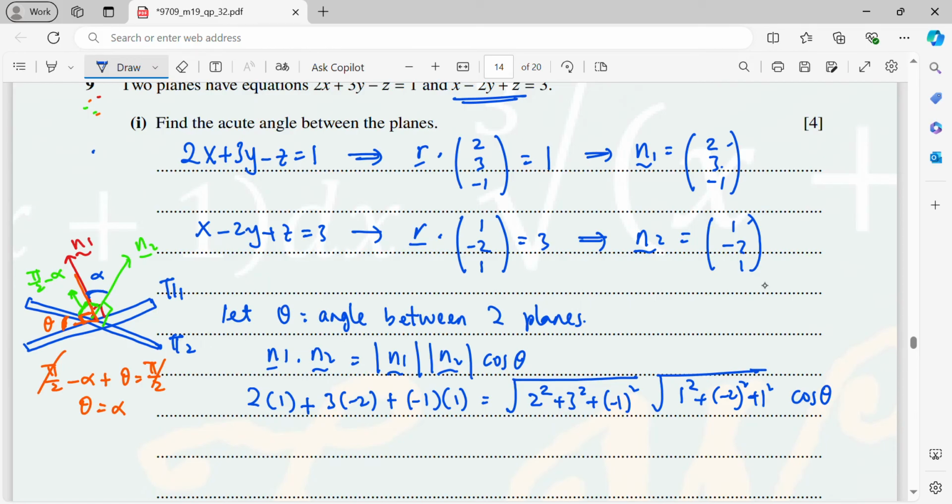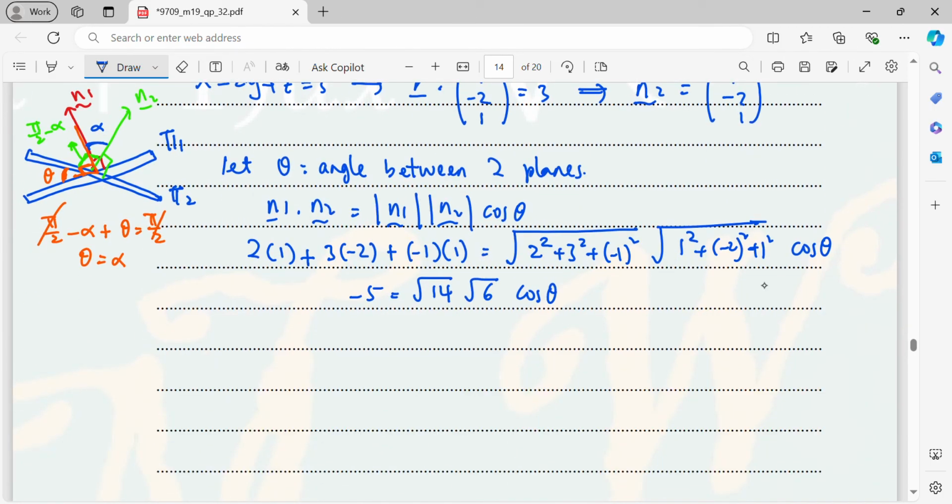Okay, then from here, the left hand side is going to be minus 5. Now for the first square root, that is square root 14. Then the second square root is square root 6, followed by cos theta. Then from here, your cos theta is a negative value. That means it is not an acute angle, it is an obtuse angle. So now I will be getting 123.06 degrees. Which means you have found this part, 123.06 degrees. That is your angle.